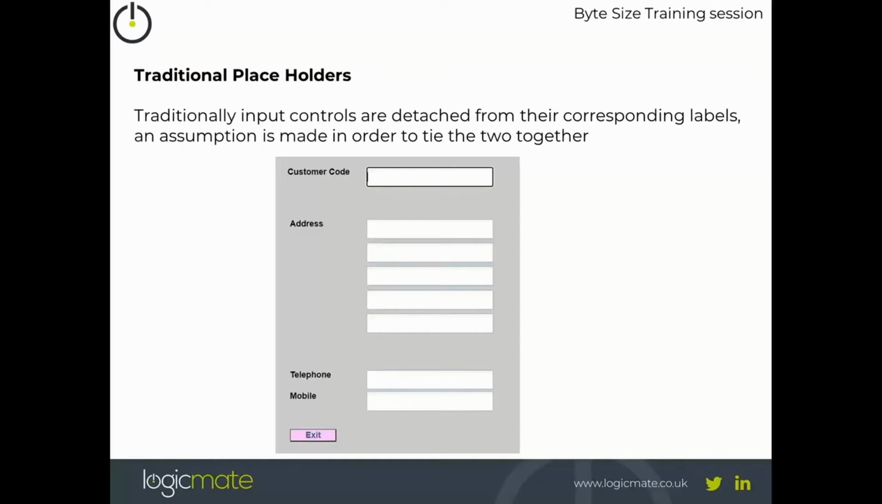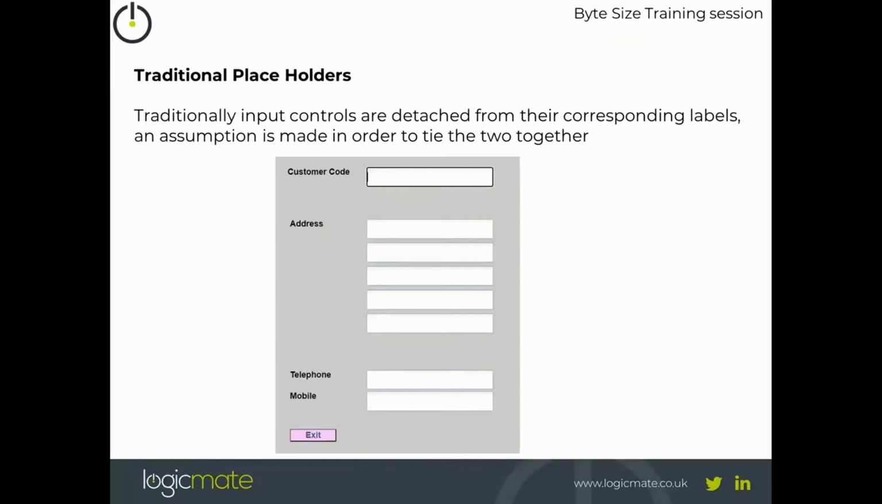In front of you, you see a typical screen where we've got input controls, as you can see in the white boxes, and you've got a label assigned to each of those input boxes, or in this case, some of them, but not all of them. The label itself is completely separate from the input control. So we make an assumption that when we're referring to the customer code, we're looking at the input field to the right-hand side of that.